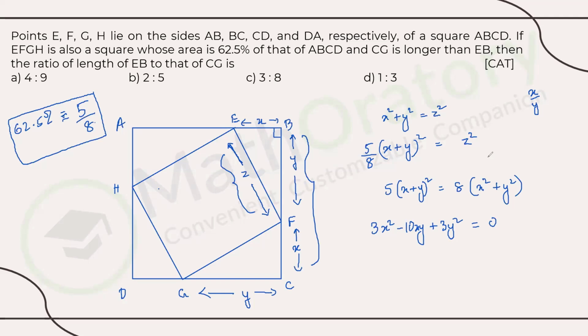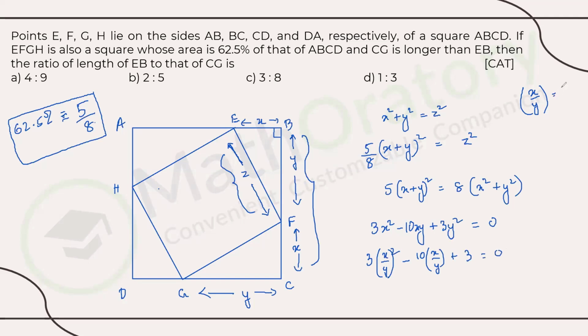But remember the objective. The objective is to get x by y. I don't care about x and y, I just care about x by y. So I'm going to divide this entire thing by y square. y cannot be 0, right? So what do I get? This is x square by y square, so that is something like (x by y) whole squared minus 10xy by y square. One of the y will cancel off and you'll have 10 into x by y, plus 3 is equal to 0, right?